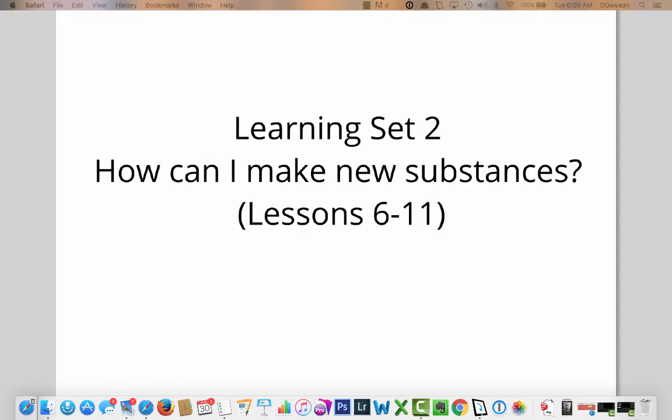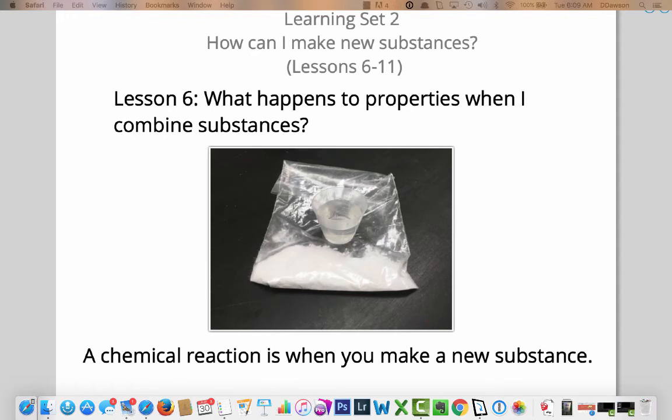are fat and soap different substances? In learning set 2, you'll be looking at how can I make new substances. It's basically all about chemical reactions. So you start this one off with a nice reaction with baking soda and road salt and water, and you put those together and they create a nice little change, and you get some gas produced and some temperature change and things like that.